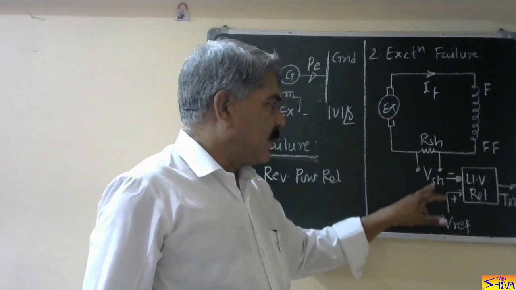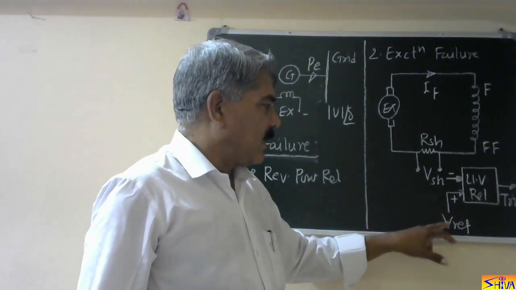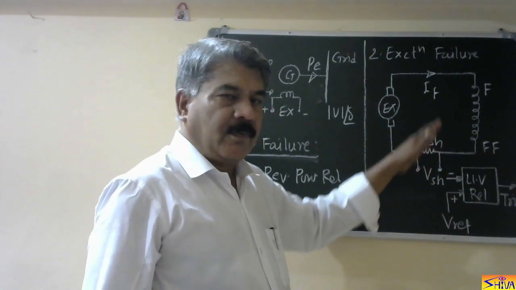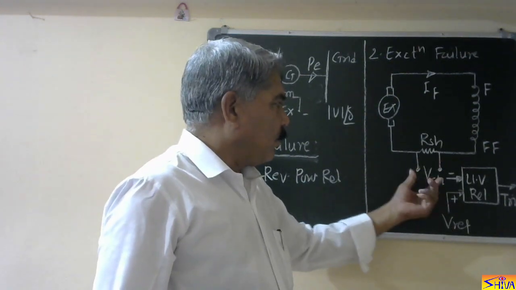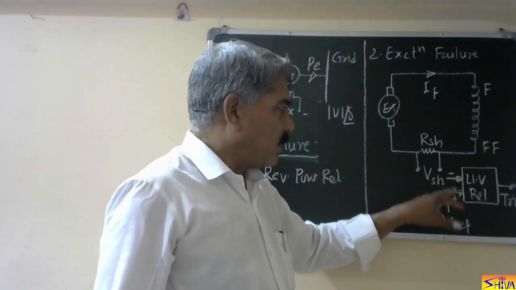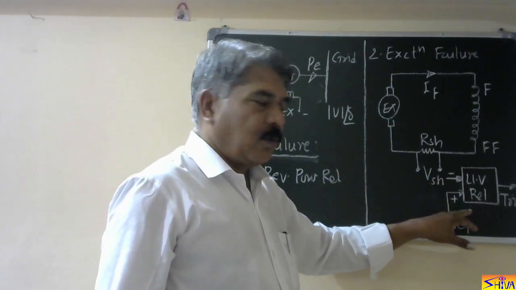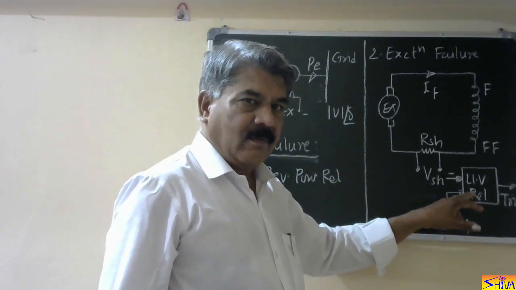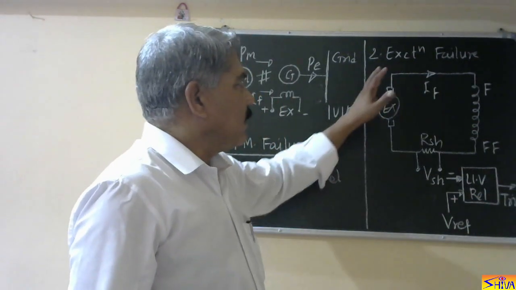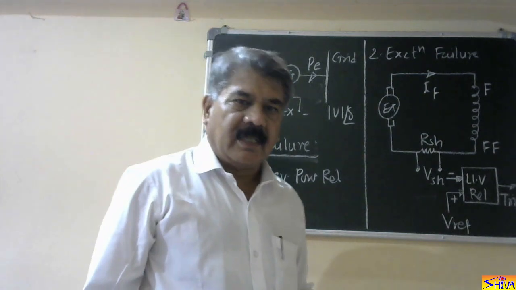Now in normal condition, this voltage is always greater than this reference voltage. When excitation failure is there or field current starts reducing, then the voltage across this shunt will start reducing. And if this goes beyond a certain limit, then the under voltage relay will trip the generator. So this is how the excitation failure condition is detected.